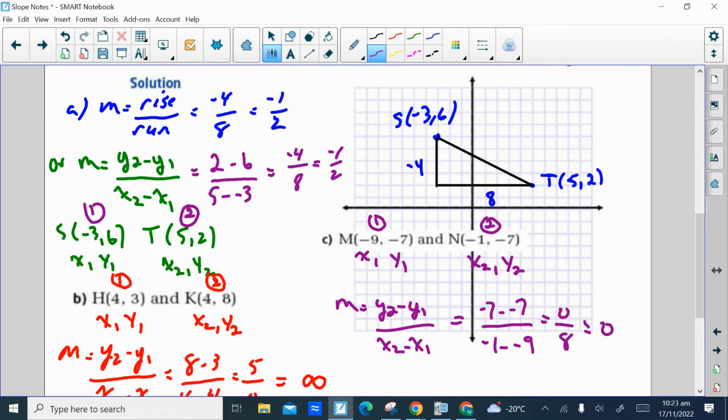You see, this line is perfectly flat because the 2 points have the same y values. They're both at a height of negative 7. This is a horizontal line, and a horizontal line has a slope of 0. So that's the slope of that line.